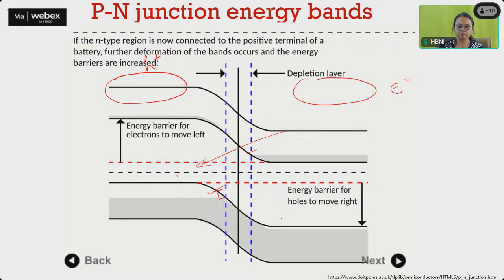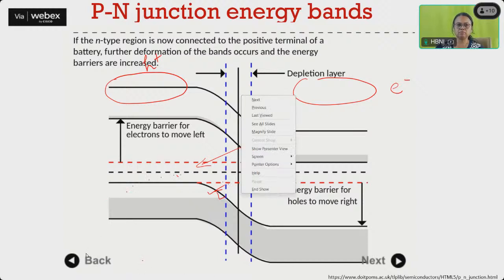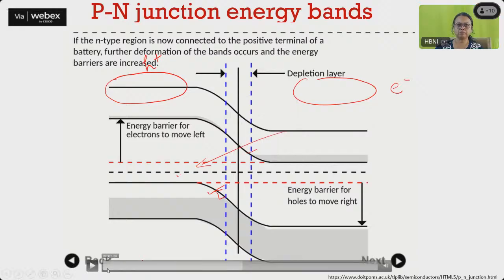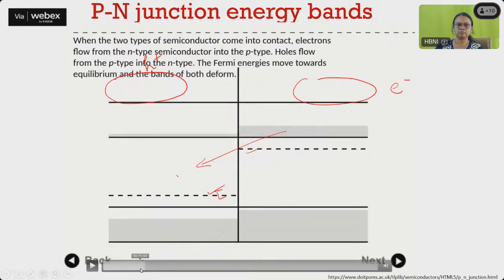It happens. So we can see that the N-type region is now connected to the, and when we go back and see again, we have these two bands.